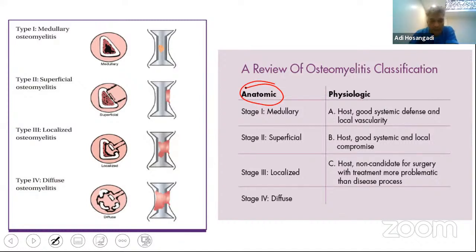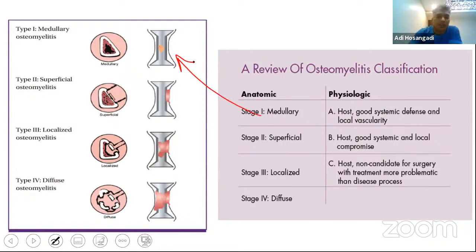Don't try to remember in the order. It is okay. But medullary, diffuse medullary, entire bone is involved. If you can remember the anatomy of the bone, you can easily remember the types of chronic osteomyelitis. So medullary here, entire diffuse involvement of the medulla of the bone. Then comes your superficial. Okay, sorry, medullary.